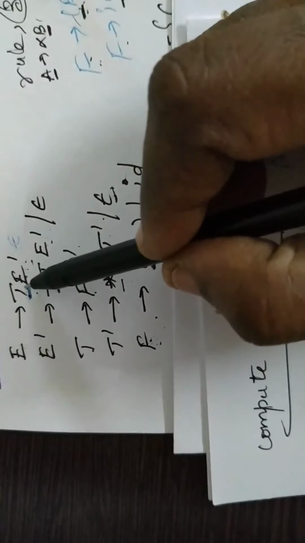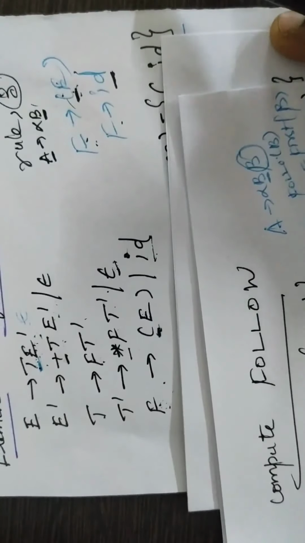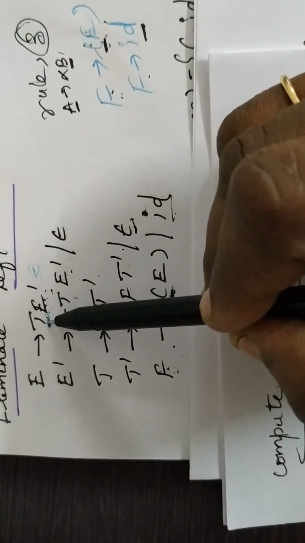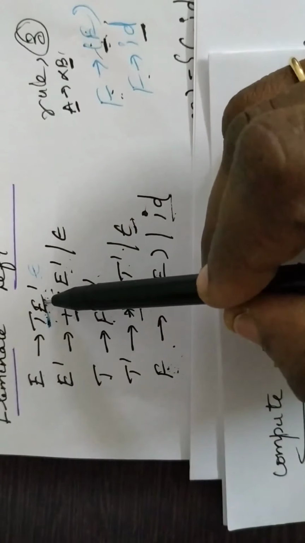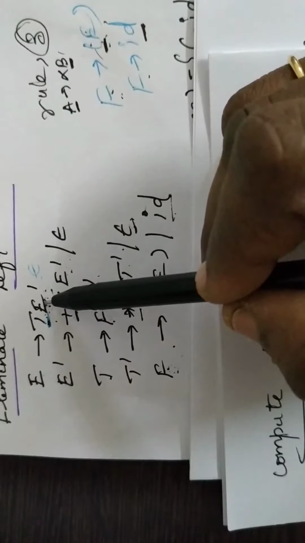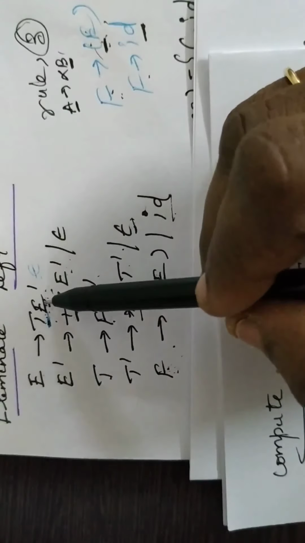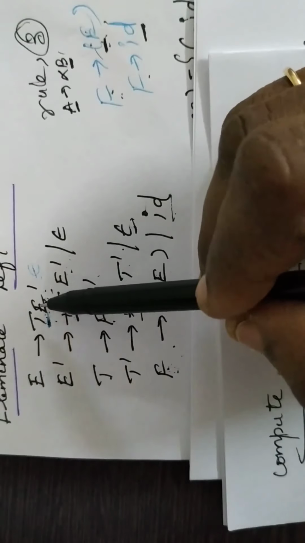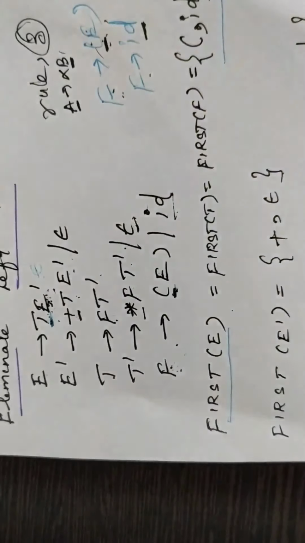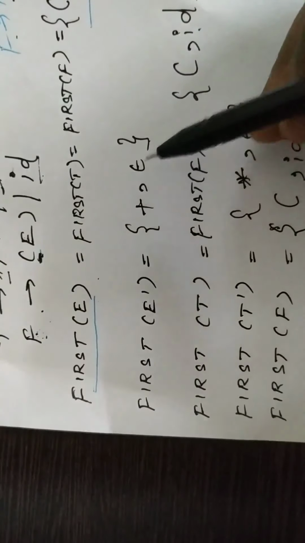What is follow of B? Follow of B is first of beta, according to the rule. So here follow of T is E dash, which is a non-terminal. If it were a terminal, we could directly write it. Since it is a non-terminal, we have to find first of E dash. What is first of E dash? First of E dash is plus and epsilon.